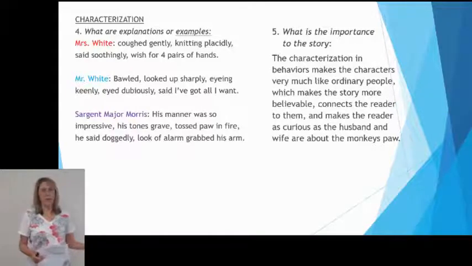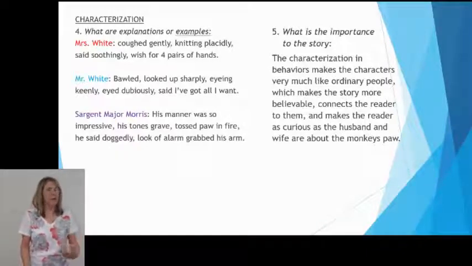We had one other more minor character at the very beginning of the story, which was Sergeant Major Morris. And his manner was so impressive to the Whites. His tones were grave, though, which tells us something about him. He threw the monkey's paw in the fireplace. It also tells us something about him in the context of the story. If you haven't read the story, you have no idea what I'm talking about.